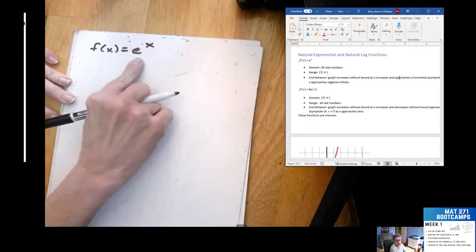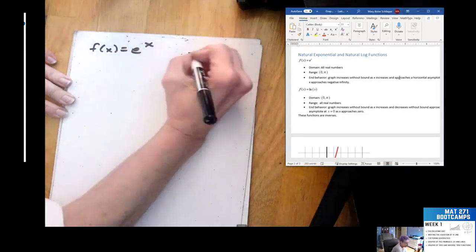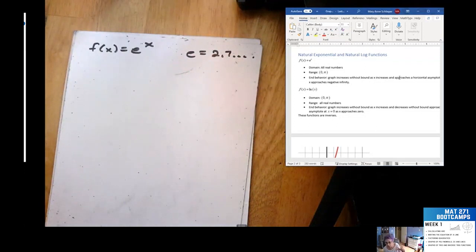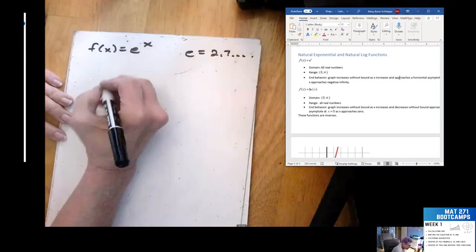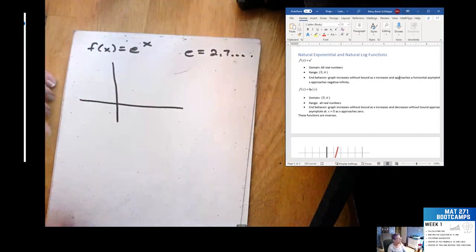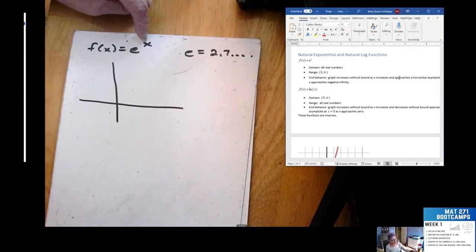E is just a really special number. It's equal to 2.7... goes on forever. I don't know what it is. I just know it's 2.7 something. So if we were going to draw this, first off, for the domain, is there anything that I could not plug in there for x? No, I can raise e to any power I want to. So its domain is all real numbers.